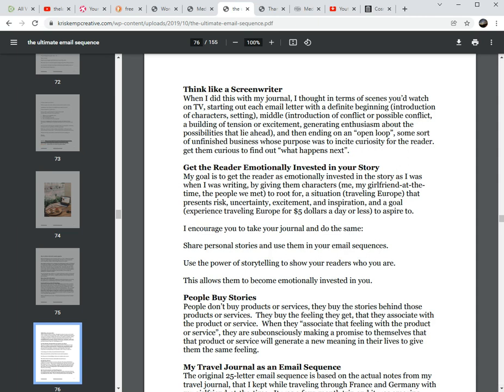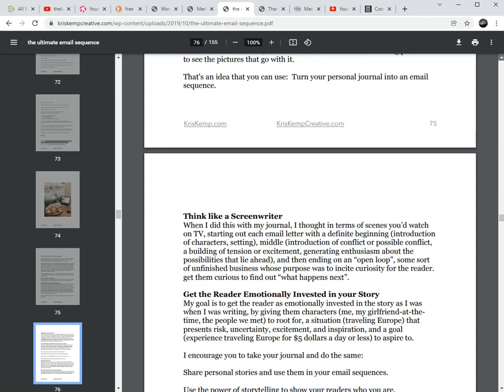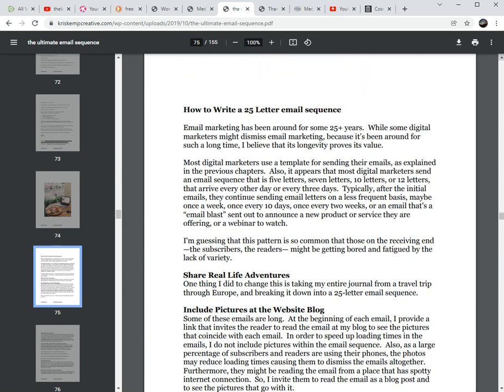So back to this, page 75 of the Ultimate Email Marketing Sequence Template, how to write a 25-letter email sequence. Real quickly, you could write the 25-letter email sequence. Take your journal, break it apart into 25 sequences, write quick email sequences, do an audio cast of it, do a video cast. You could just be talking using your phone.